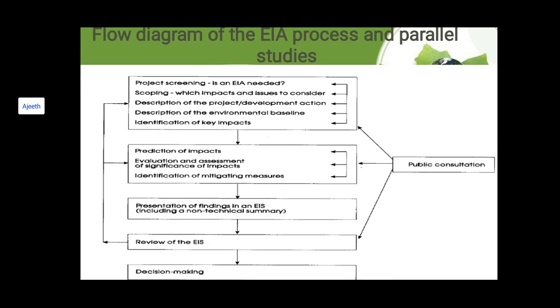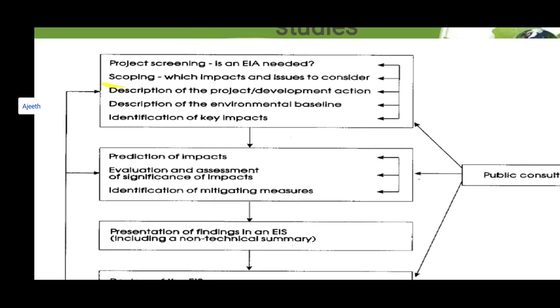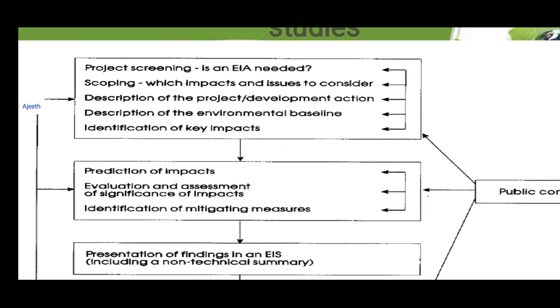So, the flow diagram of the EIA process and parallel studies, right? As you can see over here, the first one is project screening. So we need to see whether EIA is needed. Is it having any adverse impact? Next it is the scoping. So okay, fine, impacts are there, so which can we consider? Next it is the description of project development or action. So how do they develop a project and act upon it?